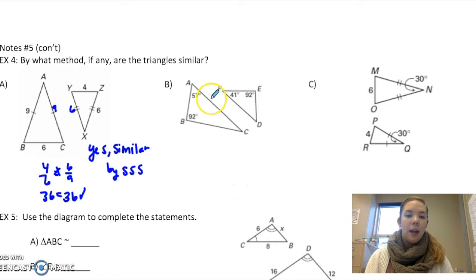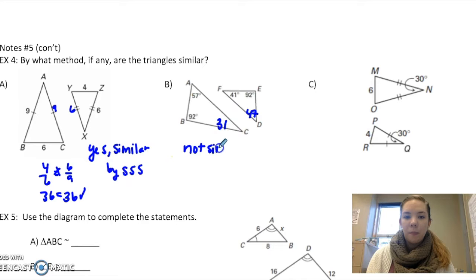There we go. And if I take 180 minus 92 and 57, I get 31, which means these are not going to be the same. This missing angle is 47. They're still not the same, so they are not similar.